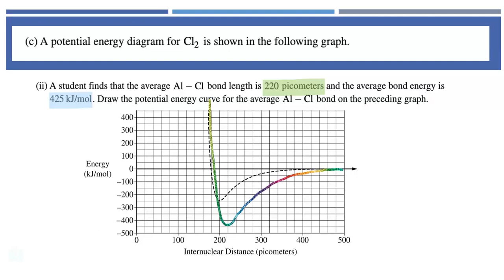So here's the graph I drew. Notice that I've got my minimum between 400 and 450. It's as close as I could do for 425. And the minimum's right at about 220 on my x-axis. And then, finally, it levels off at about 0 as I approach 500 picometers, when those atoms are really far apart. Those are the 2 key features that we're looking for. 1 point for having your energy minimum go down to minus 425, 1 point for the average bond length being at 220.